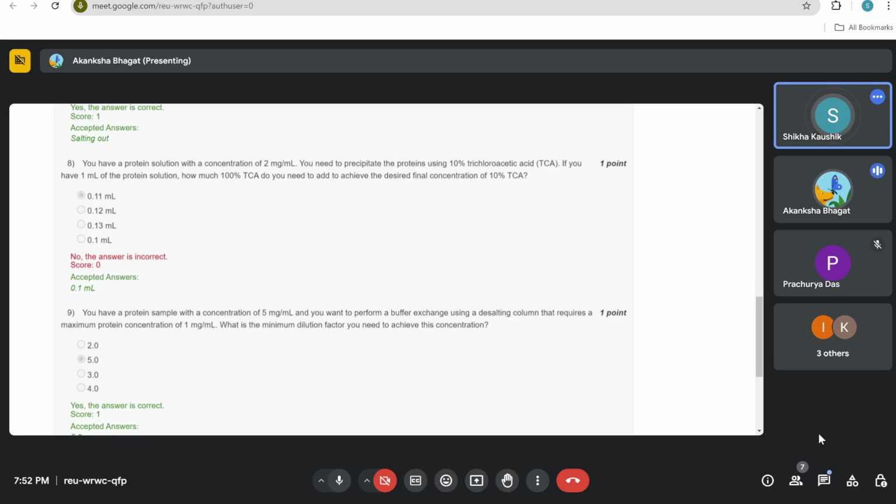We have to use M1V1 = M2V2. Here 10 is going to be your M2 and 100 is going to be your M1, what you have and what you want. So 10 divided by 100 into 1 ml is your answer, and that is going to be 0.1 ml.